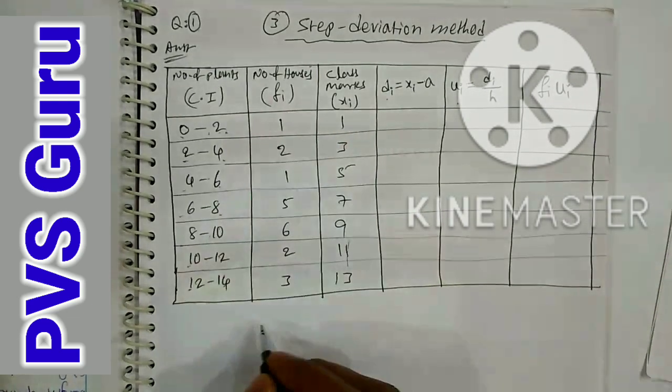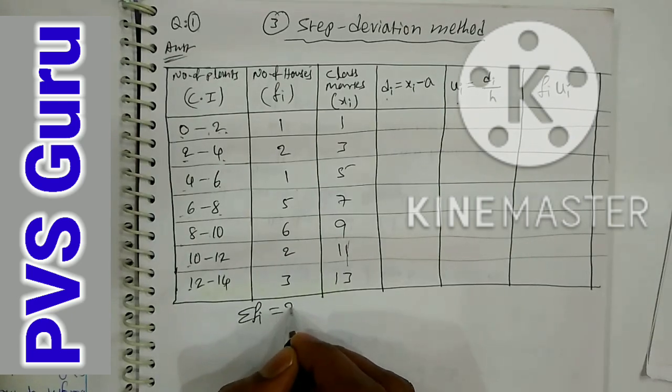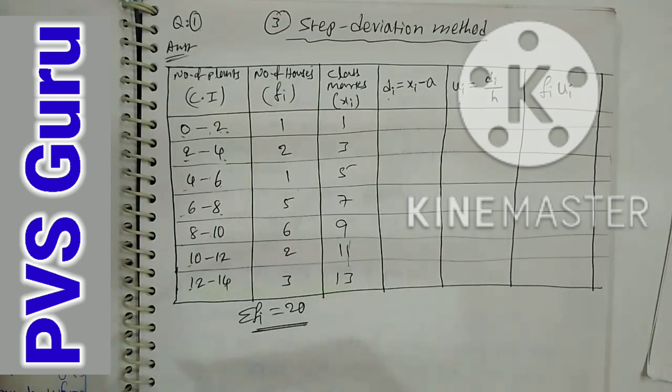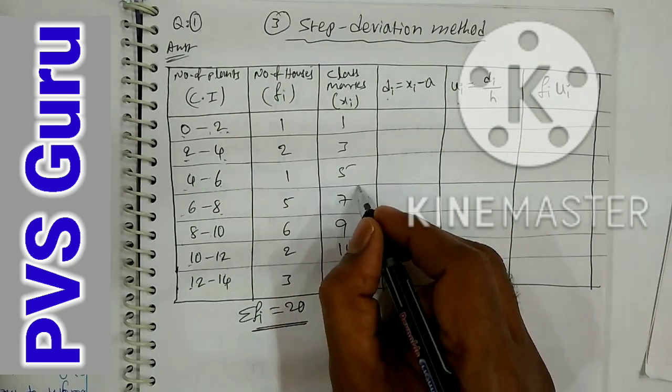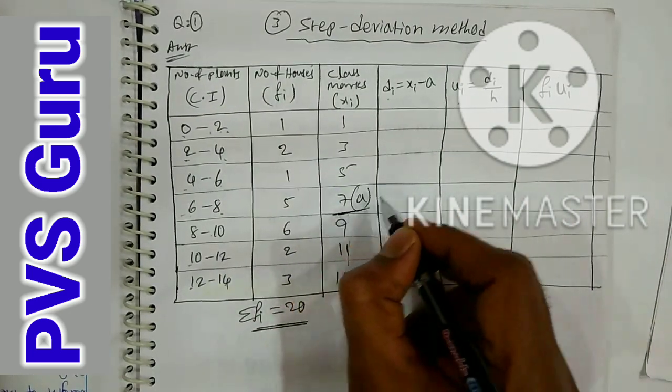This total, we know, sigma fi is equal to 20. We have already done this in the previous 2 methods. Now for di, you select any one value. Here I am selecting the same value, A is equal to 7.